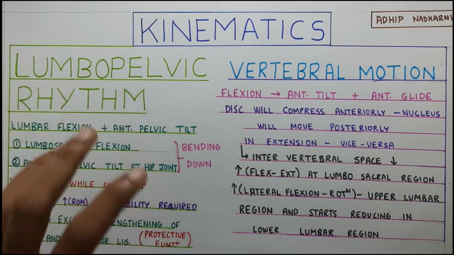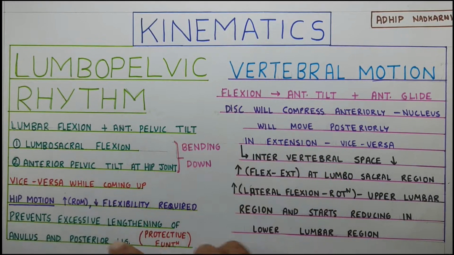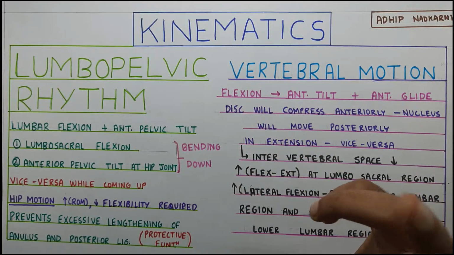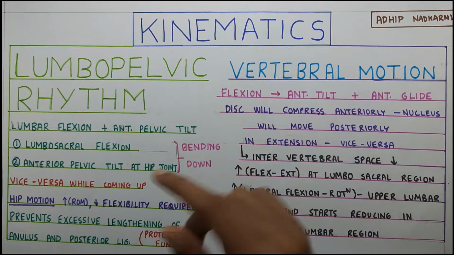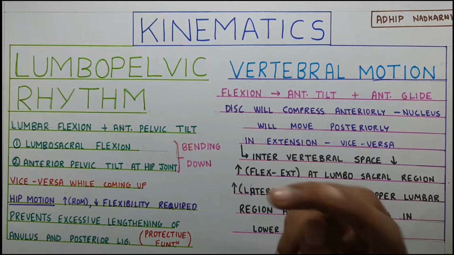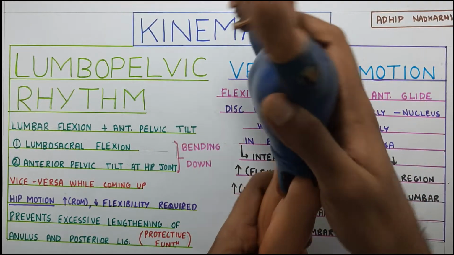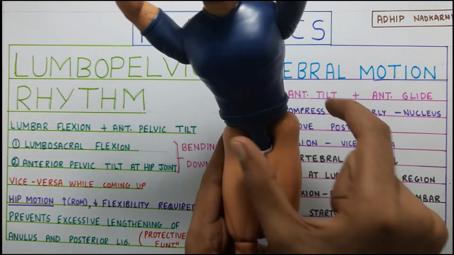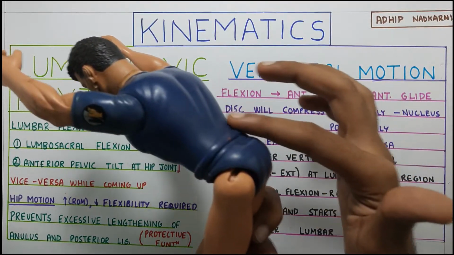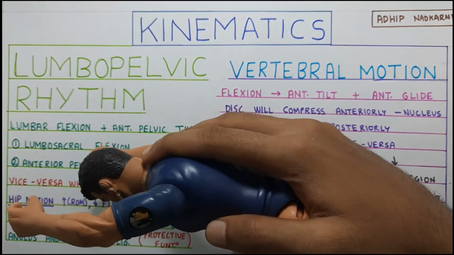So starting with the lumbopelvic rhythm. The lumbopelvic rhythm is the movement that occurs between lumbar flexion and anterior pelvic tilt when you are bending forward, and vice versa, that is lumbar extension and posterior pelvic tilt when you are coming back. So if we take Joe over here, Joe only has the anterior pelvic tilt motion, right? His pelvis, as you can see, is tilting anteriorly, and the lumbar spine is stiff over here. So when there is flexion in the lumbar spine, that would be bending forward.